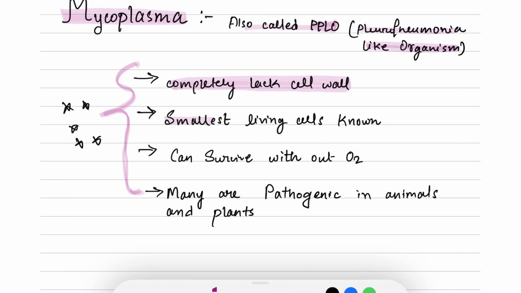They are the smallest living cells known. In this universe, on this earth, the smallest living cells are the mycoplasma. They can survive without oxygen. They don't require oxygen. Many of these mycoplasma are pathogenic in animals and plants. These four features are very important for your MCQs. Mark it and mug it up.